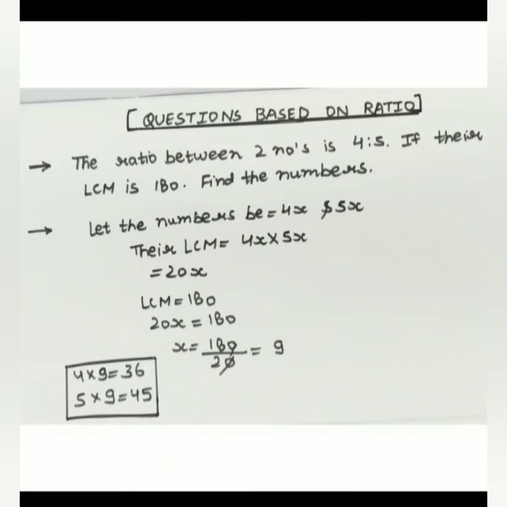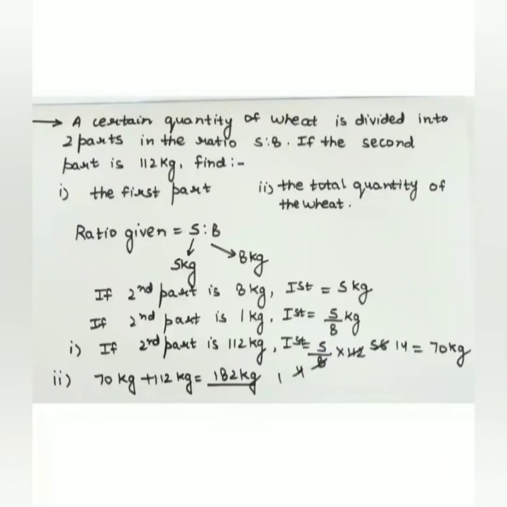But they are asking, we have to find out the numbers, and we have assumed the numbers 4x and 5x. So 4 into 9, the first number will be 36, and the second number 5x is there. 5 into 9, the value of x is 9. 5 into 9, 45, and the second number is 45. So the first number is 36 and the second number is 45. Question 2.